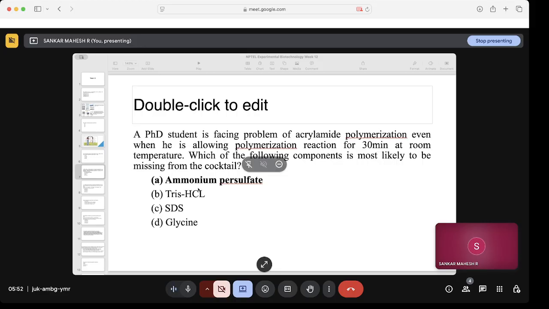And the other options here, Tris, SDS, and glycine, have nothing to do with polymerization because Tris is your buffer, SDS is your detergent, and glycine is a component in your buffer which actually helps in moving your protein down the gel. Good.